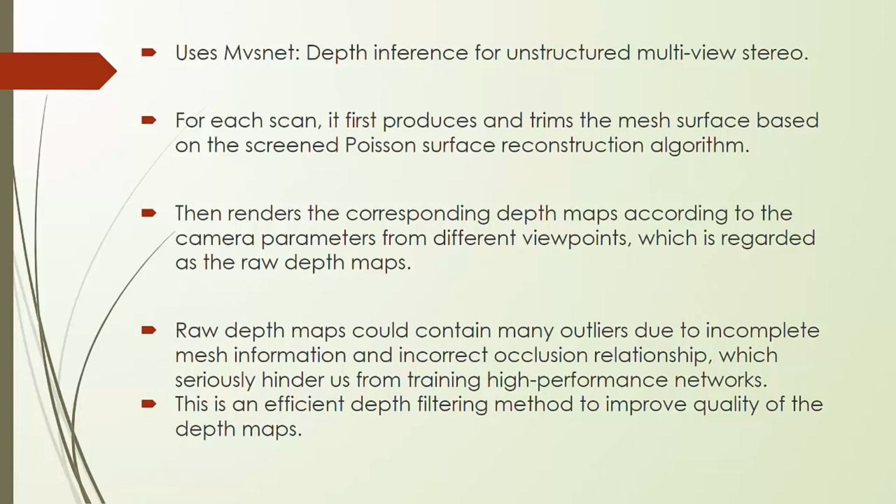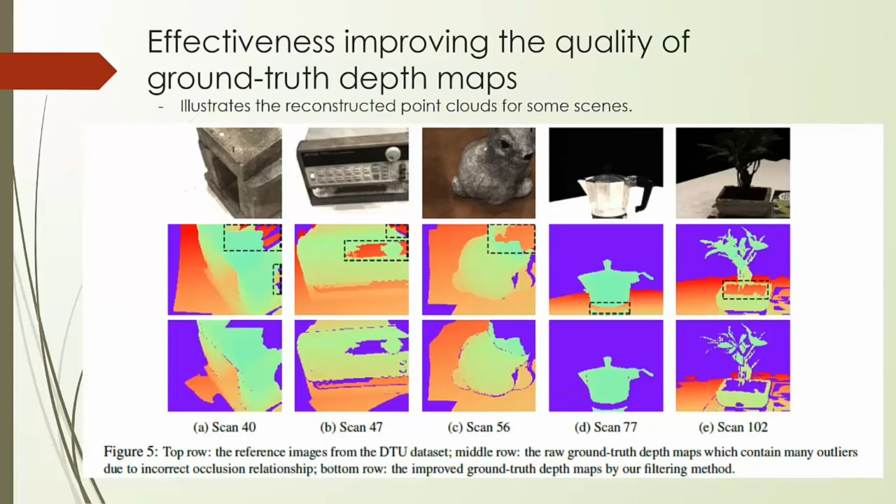This is an efficient depth filtering method to improve the quality of the depth maps. The image shown here is evident proof of the output and the efficiency of our filtering method. The first row contains the input image. In the second row, the depth map, we can see that there are outliers which need to be improved. And in the third row, we can see that our method is able to filter the ground truth depth maps.